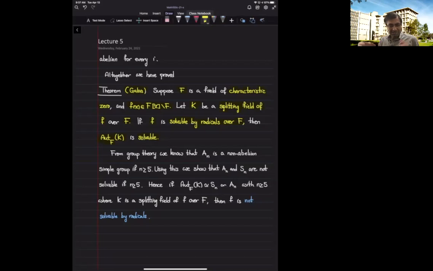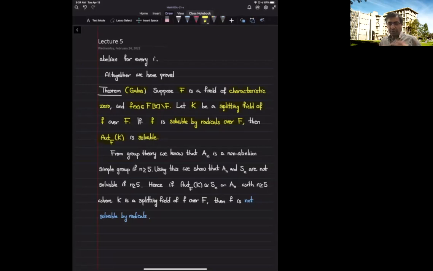Okay, so at this stage, you might ask, is it a real restriction? Do we have any group that is not solvable? That's a legitimate question. We will discuss it further in the next lecture. We will discuss using a result from group theory that you've seen earlier, that the alternating group is a non-abelian simple group as soon as n is at least 5. We use this result from group theory and show that the alternating group and symmetric group are not solvable if n is at least 5.